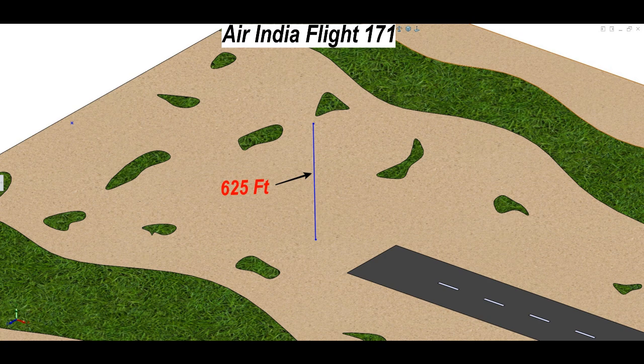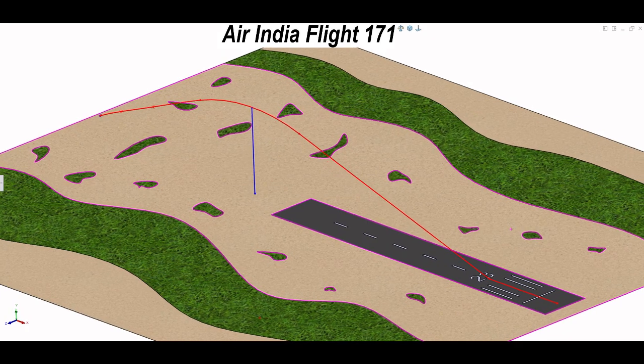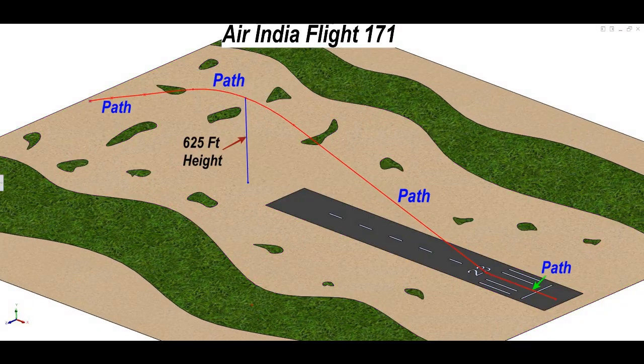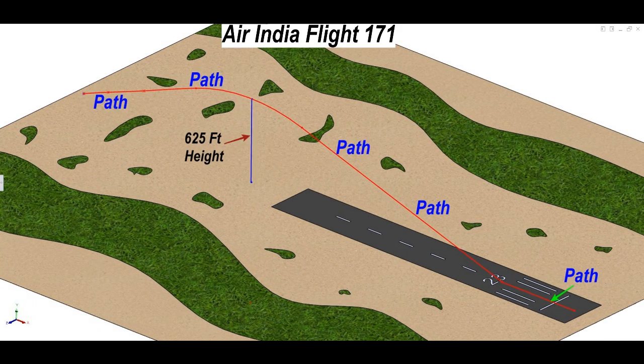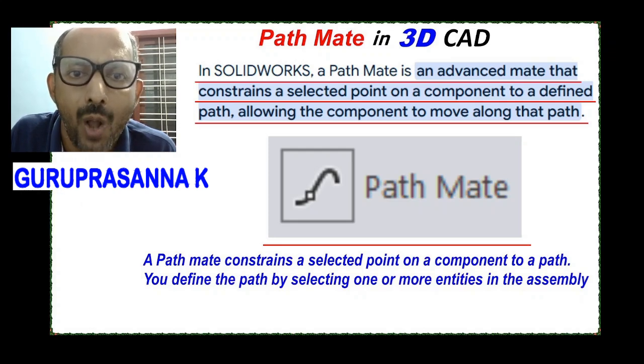This blue vertical line is the 625 feet height line which AI 171 climbed. And this red sketch is the path on which the flight travels. So relatively, let's look into PathMate in 3D CAD. Here you could see the definition of PathMate in SolidWorks and its icon.